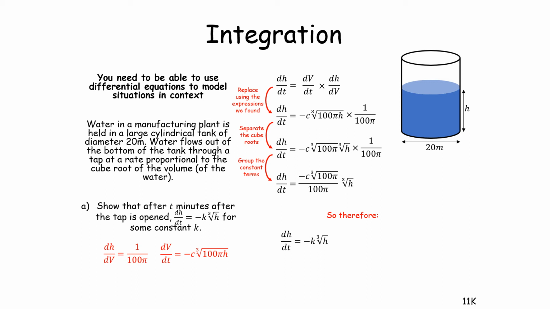So therefore, I have dh/dt equal to minus k cube root of h. Yeah, I've got that. So we could just say where k is c cube root of 100π over π. So we replace all of this with a k, so it's nice and easy to work with.